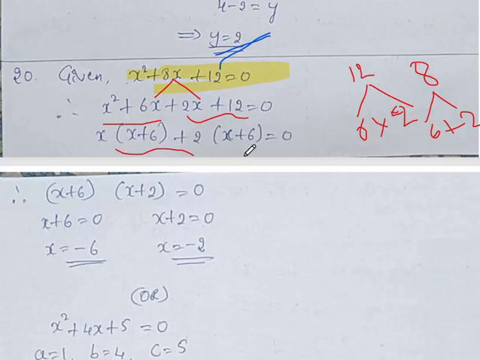Again from these two terms, x plus 6 is a common factor. Take it outside. Remaining is x and 2. So x plus 2, that is equals to 0. Now equate each term to 0. X plus 6 is equals to 0 and x plus 2 is equals to 0. If you take plus 6 to the right hand side, it becomes minus 6. If you take plus 2 to the right hand side, it becomes minus 2. These are the roots, or the values of x, minus 6 and minus 2. So this is the answer.